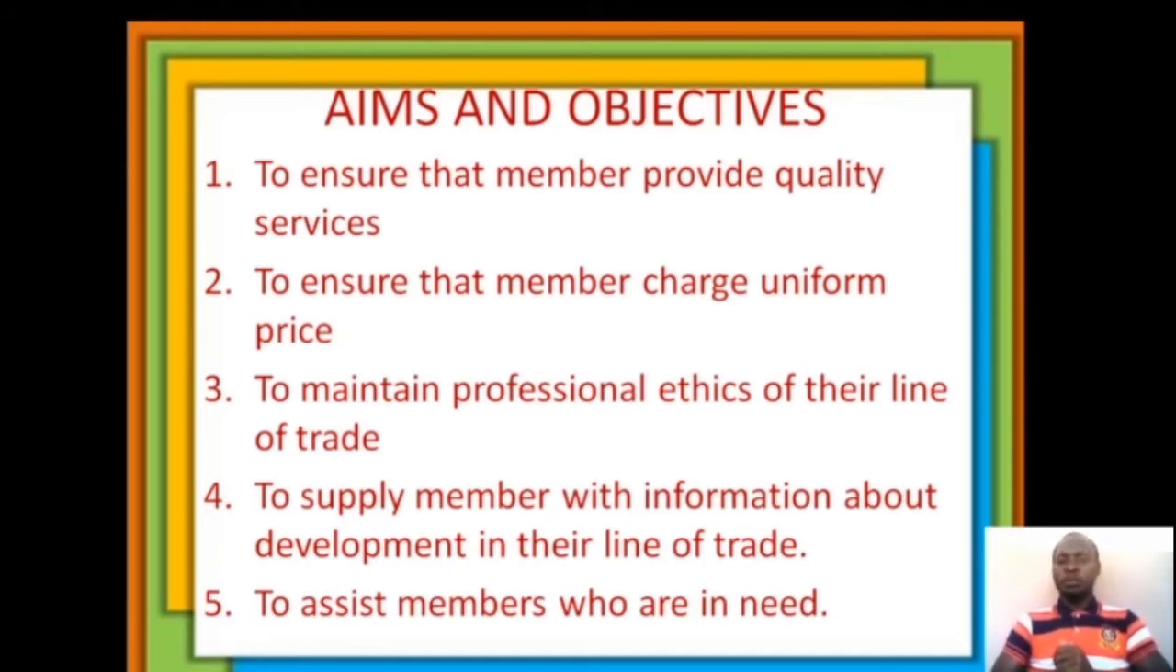Now, to supply members with information about developments in their line of trade. The world we are in now is a dynamic world, in the sense that things change over time. The way things have been done in time past, especially as of 10, 15 years ago, is not the same as it's done today. A very good example is the banking sector. Like 20, 30 years back, you can ask your parents, they will tell you that they were not used to this system of ATM, online transaction. They were not used to them. But today, as a result of innovations, you can make transactions from the comfort of your home. So one of the essence of coming together in an association is that they get to know the new ways of doing things so that they will not be left behind.